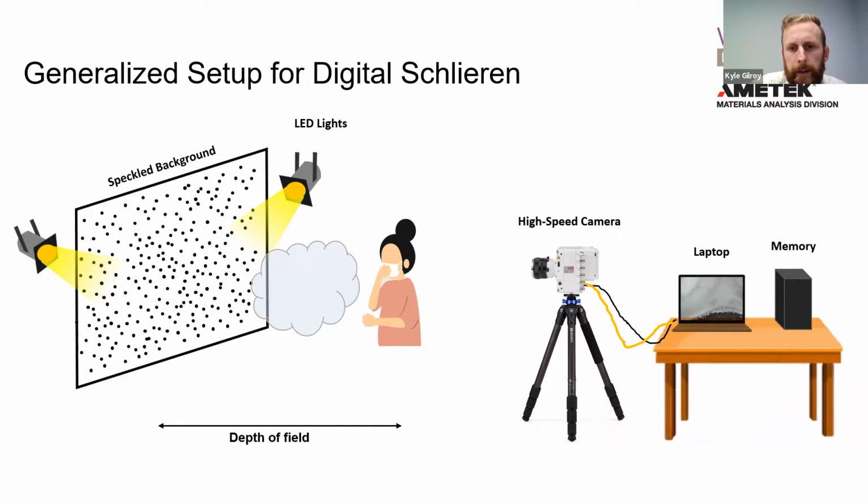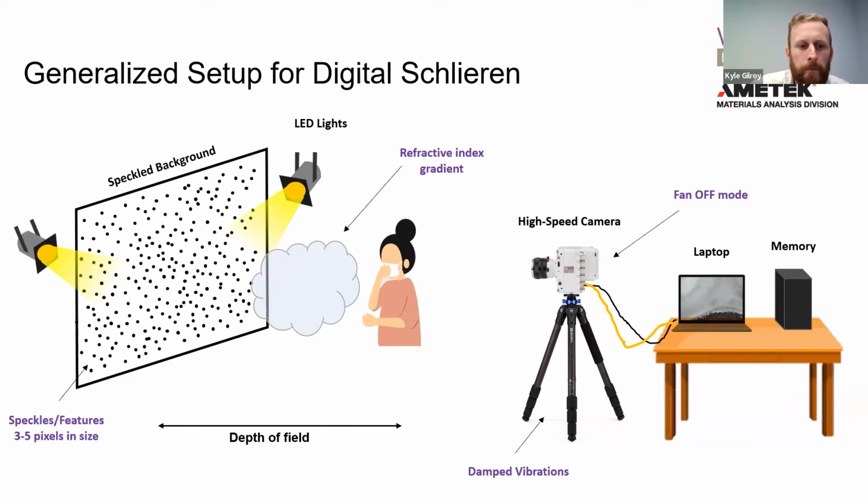So there are some recommendations based on performing these tests. I'm not going to go into the details in this particular training or webinar, but just know that there's some optimization that can be done to the speckles. Here is where your refractive index gradient will exist, all right? And you want to make sure when you're doing digital Schlieren, you have damped vibrations, and you make sure you turn the fan off in the camera, all right?